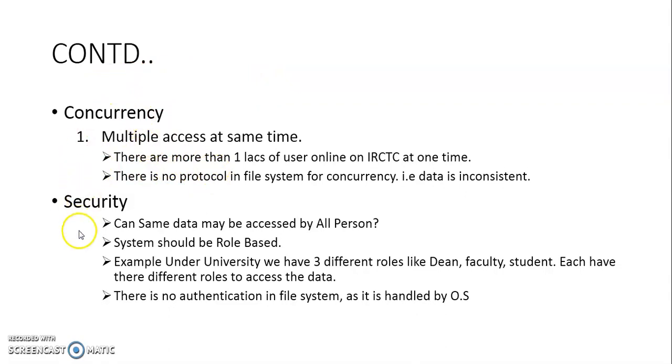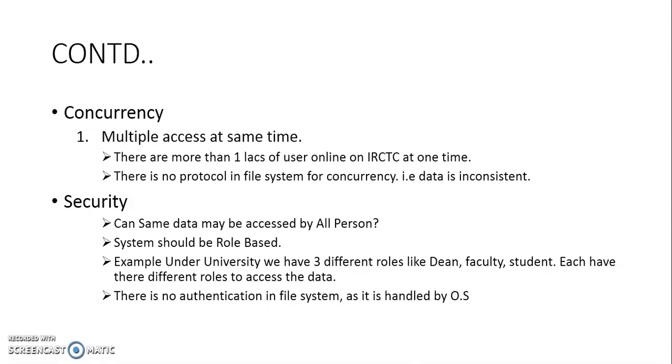file system. If you talk about security, in DBMS there is a role-based system. Role-based means, if you talk about a college, then there is a role of dean, a role of faculty, and a role for student. Now what is a role? It is the authorization given to the user to access the data. For example, for attendance, faculty can fill up the attendance, but the student can only view the attendance. The privilege for a student is only to view the attendance, not to edit it. This authority is given to faculty.